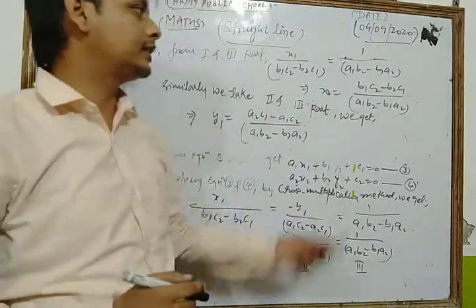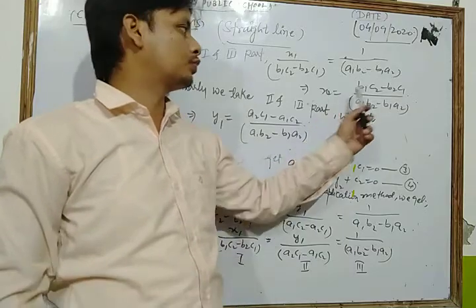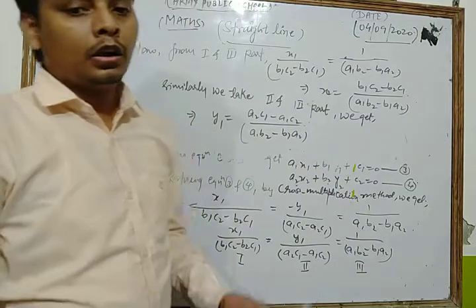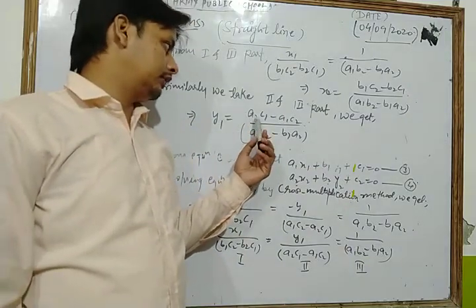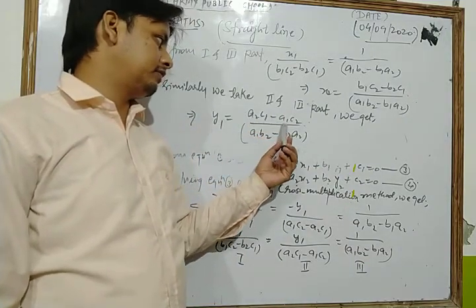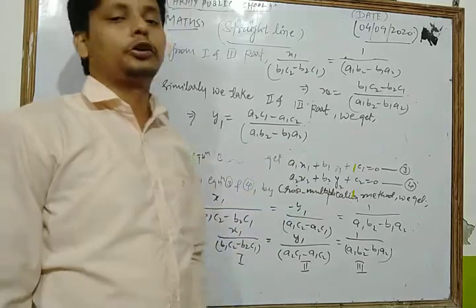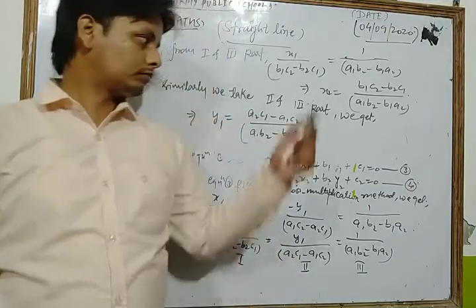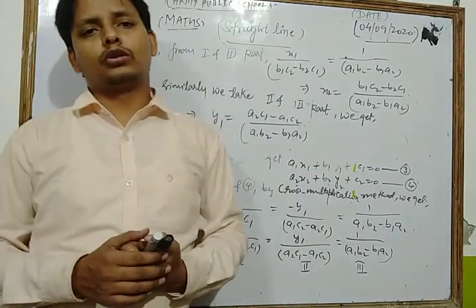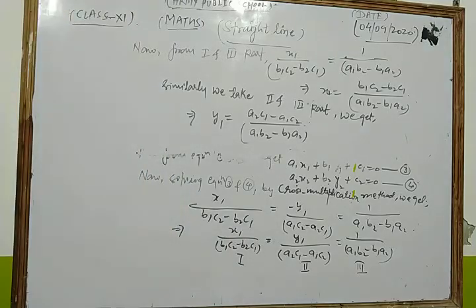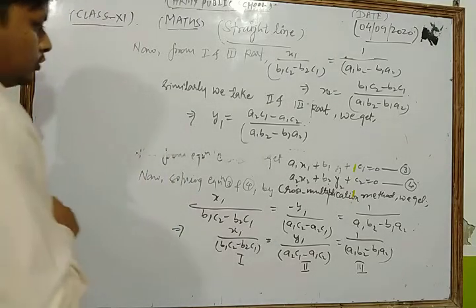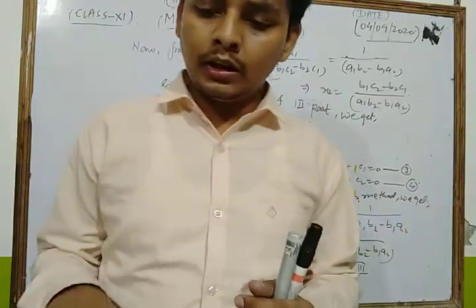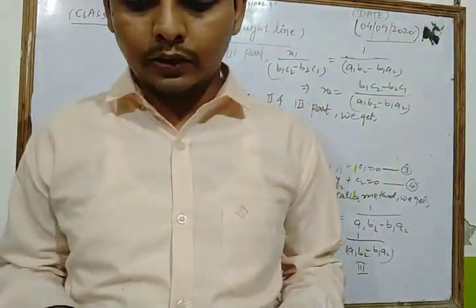So dear students, the point of intersection of these two lines is obtained by the relation x1 is equal to b1 c2 minus b2 c1 upon a1 b2 minus b1 a2, and y1 is equal to a2 c1 minus a1 c2 upon a1 b2 minus b1 a2. In this way you can obtain the point of intersection of any two lines. Now dear student, we take a question based on this and solve it.